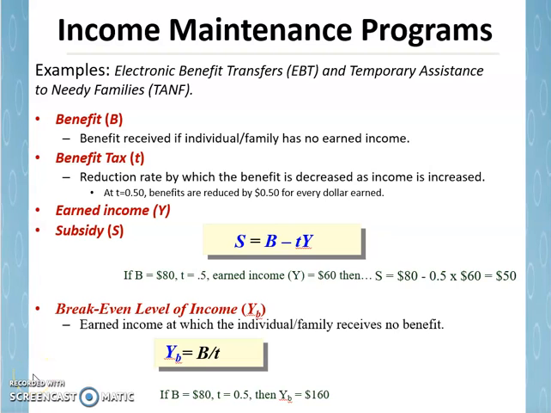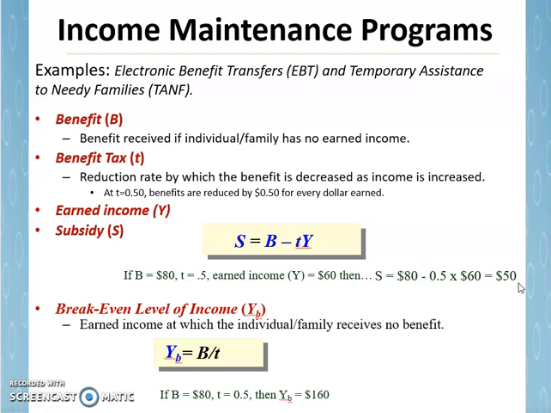Okay, let's pick up from the last video and do this calculation for the subsidy. Subsidy is equal to the benefit minus the benefit tax times income. If we assume that the benefit is going to be $80 and the tax is going to be 50%, 0.5, and this person has an earned income of 60, we plug in the numbers, we get the subsidy is equal to 80 minus 0.5 times 60. Do the math and you get $50. So this person would receive a $50 subsidy.